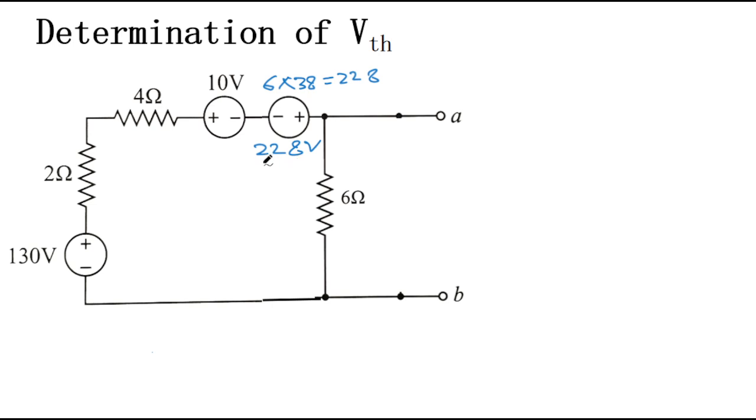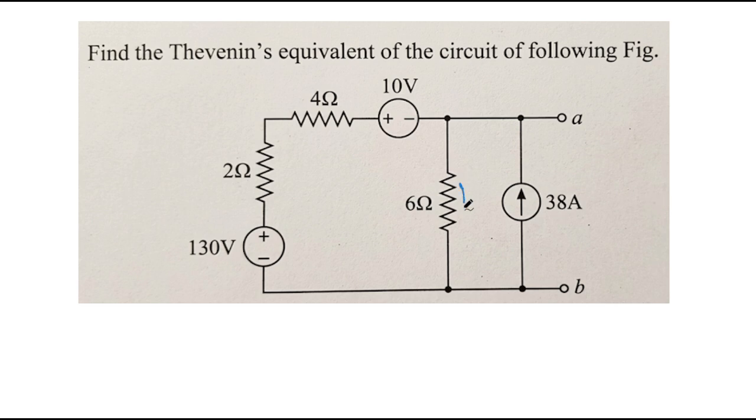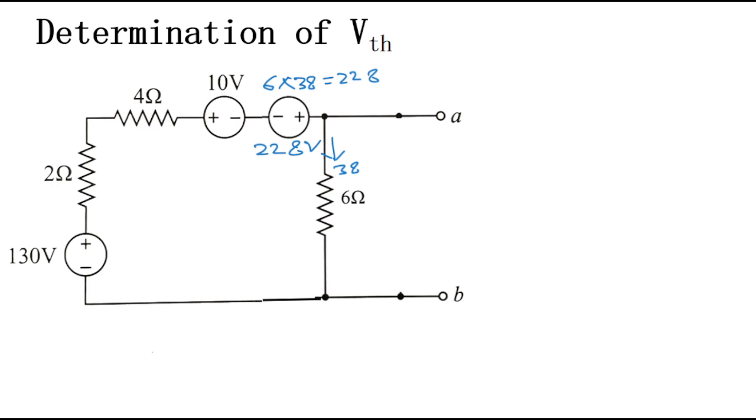This 228 volt source will be connected like this, because it will give you the 38 ampere current in this direction. Earlier you can see in this one the 38 ampere current is flowing in the downward direction, so in this one also 38 ampere is flowing in the downward direction. So that is the equivalent circuit, obtained by replacing the current source.